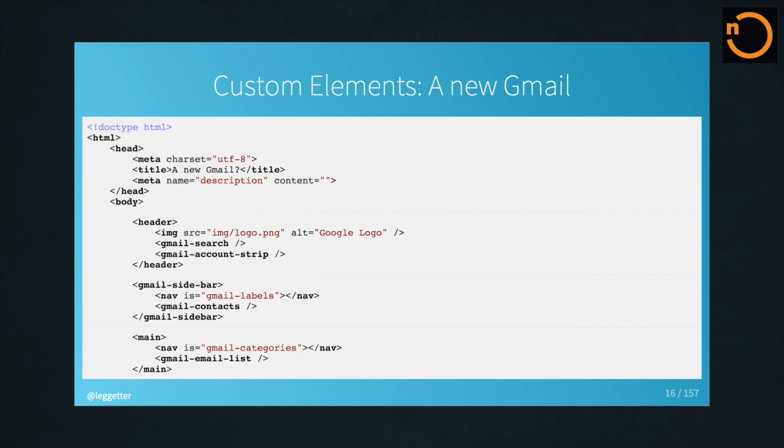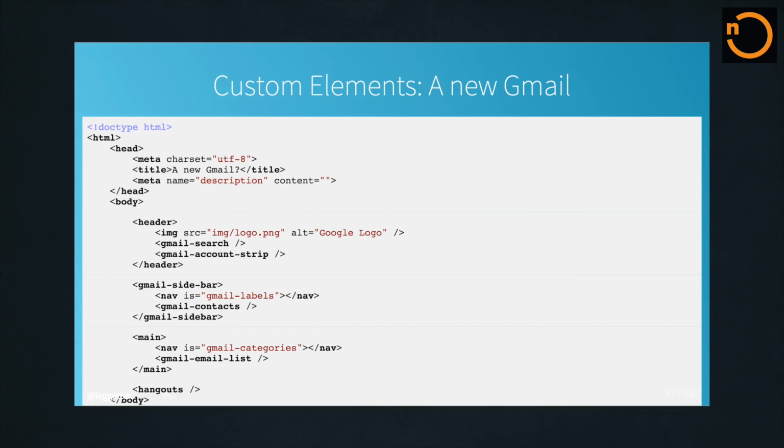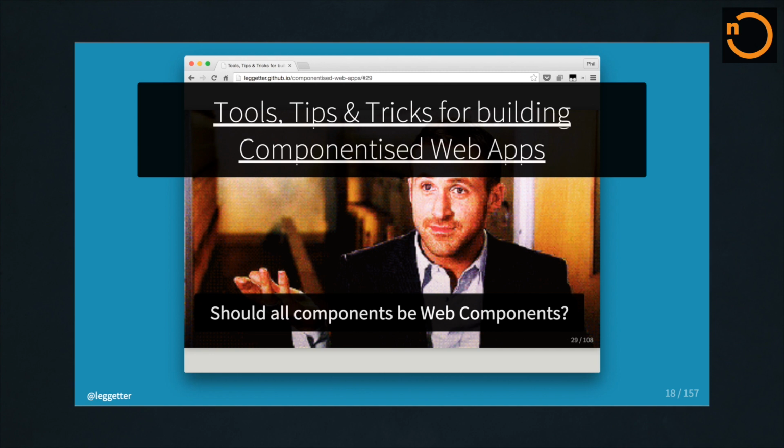Maybe there's a nav in there, which is our categories, the filters that Google provides at the top level around promotions and so on. And then our Gmail list. And then we might have a standalone Hangouts element. Now, as I said, that's probably way too far to take custom elements; you might as well just have my app. There are arguments for and against that.